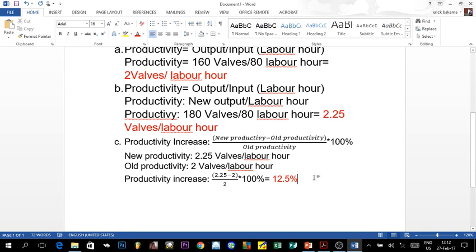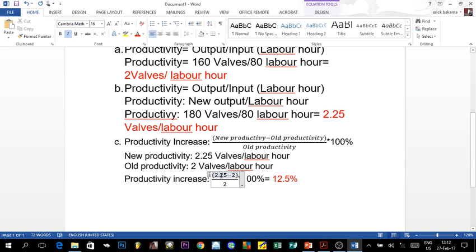Now in some exercises, you'll find that the value of the new productivity is lesser than the value of the old productivity. Obviously, it's going to give you a negative number. Let's say, for example, that the value here was 1.5 minus 2.